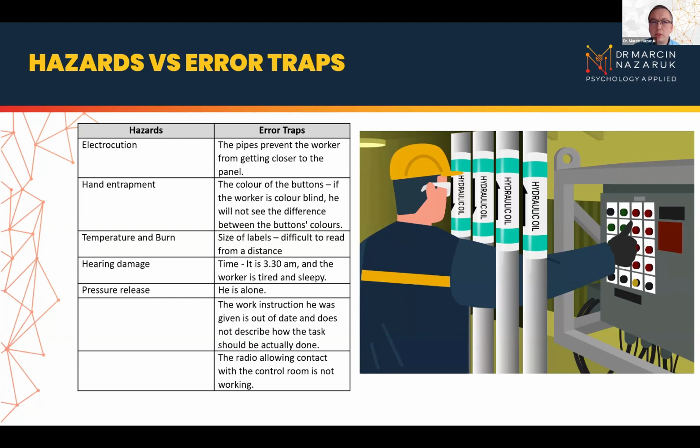We'll see that the pipes are in the way, and they constrain the movement and reduce the visibility. And the color of the buttons, mainly red and green, if this person has a medical condition of color blindness, they will not see the difference between those. And it's the middle of the night, and this should be a two-person job, but their colleague was called to a different job. And the work instruction does not actually cover how this should be done, and the radio to the control room is broken.